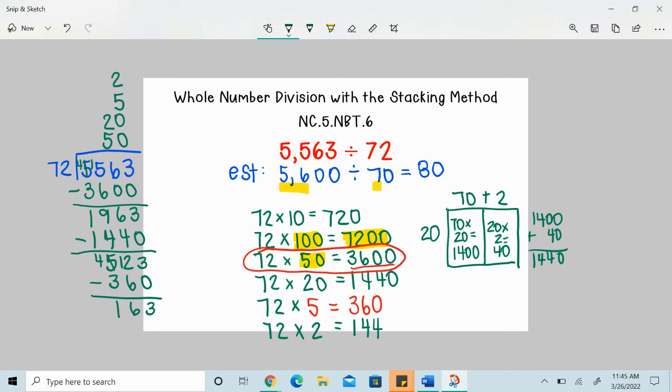So I'll stack that above all of the rest of them. 2 times 72 is 144. And I will go ahead and subtract. 13 minus 4 is 9, and 5 minus 4 is 1, and I have 19. Now this amount remaining here is smaller than my divisor, and so that lets me know that I am finished, and that is my remainder.